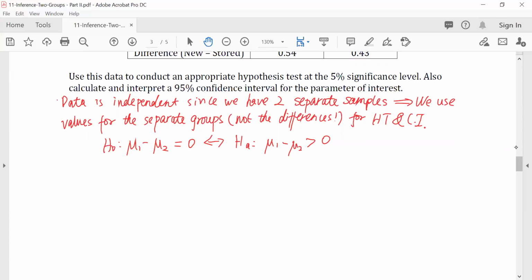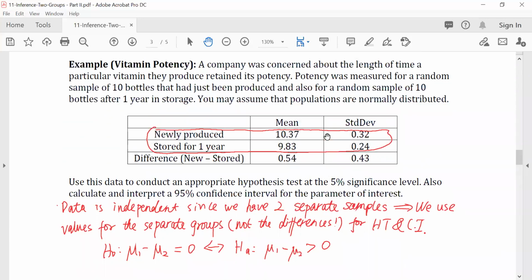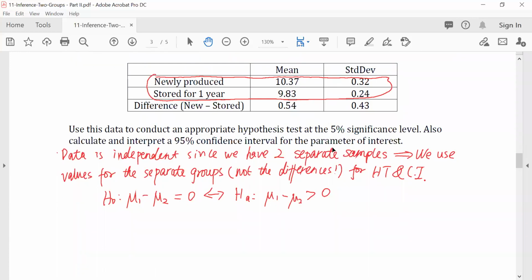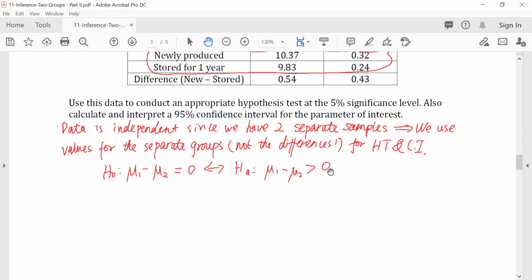I'm using this greater than 0 here because I would assume that the new vitamin will have better potency than the stored vitamin. That's why I use greater than 0 here. You could also use not equal to 0 if you want, because in this question it's not that clear. Some of you may argue, but in your exam, I will make sure that there is no confusion about whether you should use a one-sided test or a two-sided test.